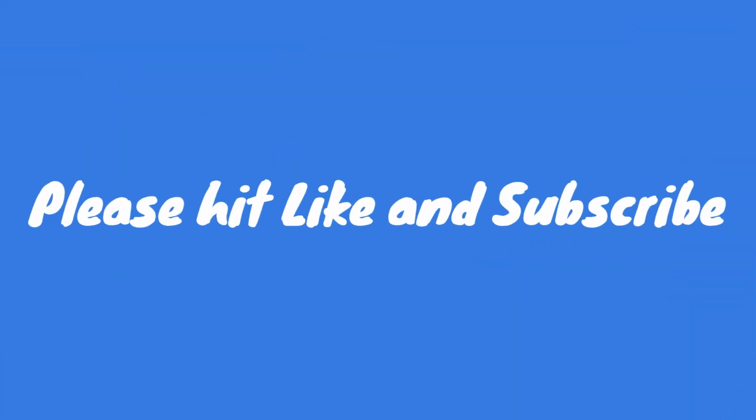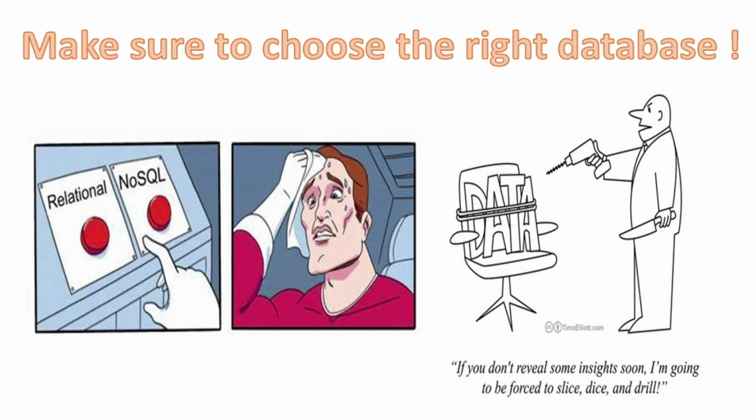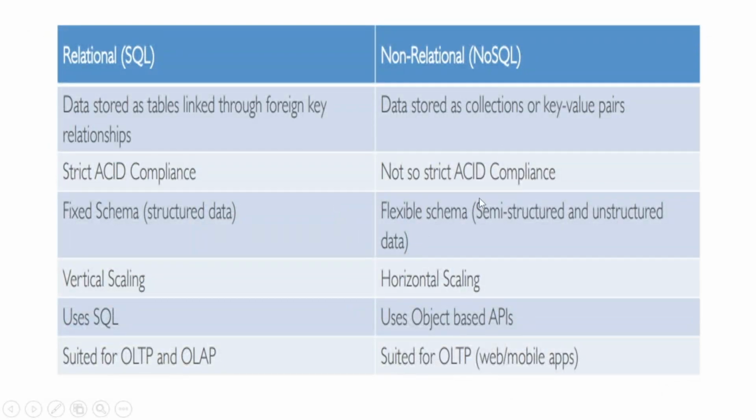As an architect, I have had conversations with my development team on what database to choose. Should it be relational or should it be non-relational? And the answer is it depends. So for instance, in case you see on the right, this guy wants to slice and dice, then drill the data. In that case, a relational database would be the right choice. So this is a summary of what is included in each of these categories.